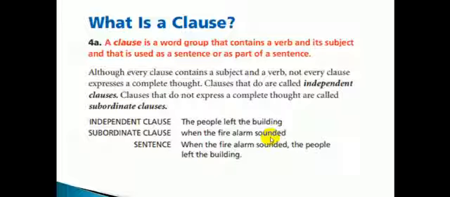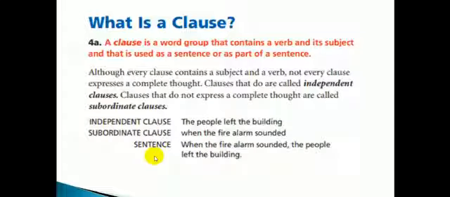Alright, let's see the third sentence. When the fire alarm sounded, the people left the building. So we have now both of them. The first one is a subordinate clause, and the second one, the people left the building, is an independent clause.